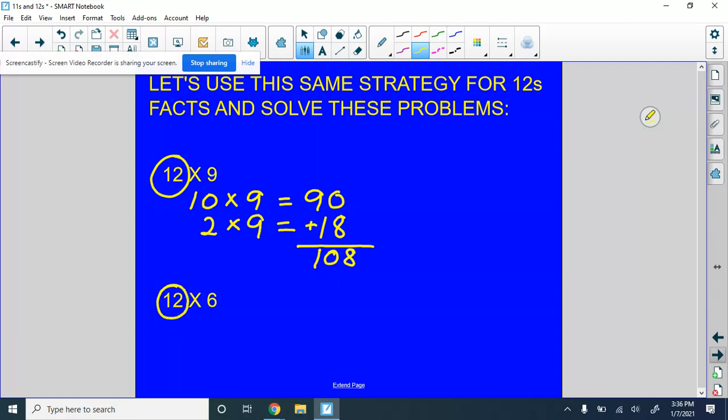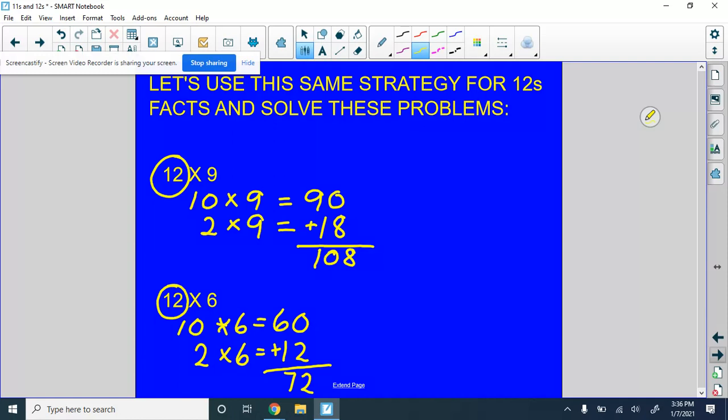12 times 6. I'm going to break the 12 apart into 10 and 2. 10 times 6 equals 60. 2 times 6 equals 12. Add those together, you get 72. So using our 10s and our 2s for our 12s, using our 10s and our 1s for our 11s.